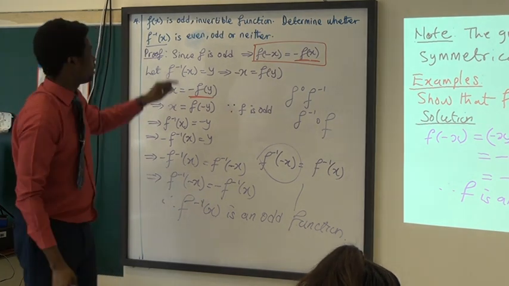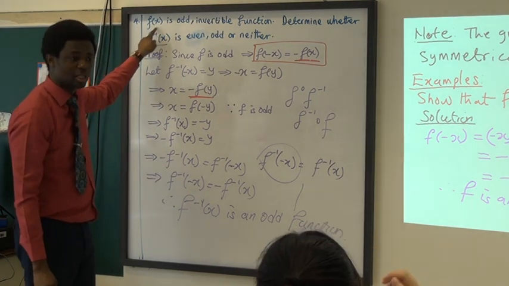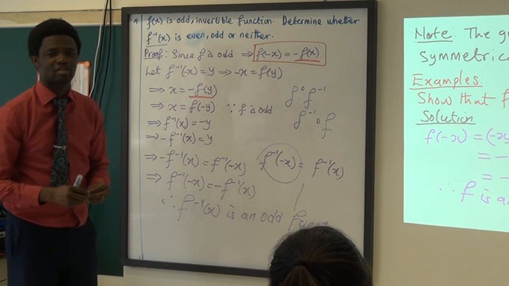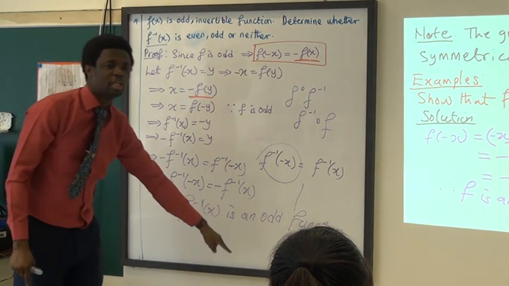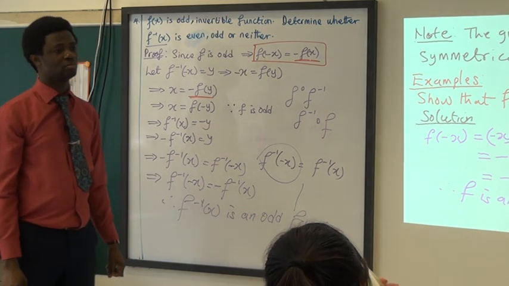Maybe because f is originally odd, that's why we got that. One of the assignments I will give you is, I'll change this to even. Let's see if it is even, odd, or neither.